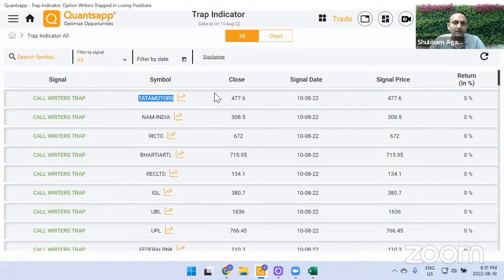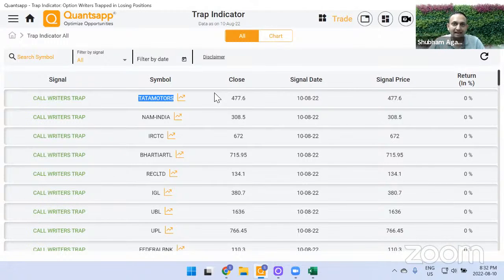So let me summarize what we have learned so far. As an option buyer, you make money when option writers lose money. How will you know that option writers are going to lose money? You will know from the writing data or the open interest data, when you see that shifts are happening. It's not a straightforward formula, so we have an algorithm to detect that kind of shift. I'm not talking about just one strike, but the entire chain shifting consistently.